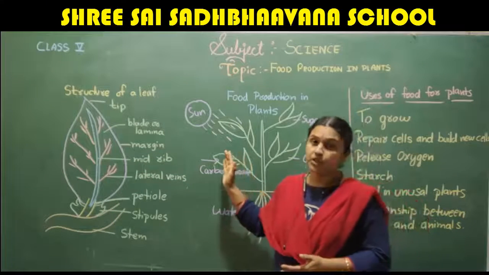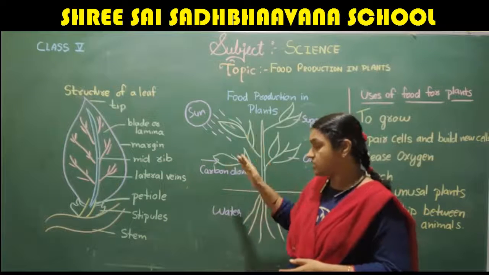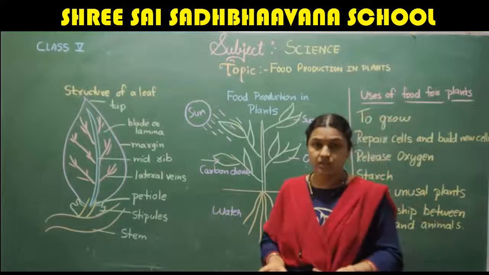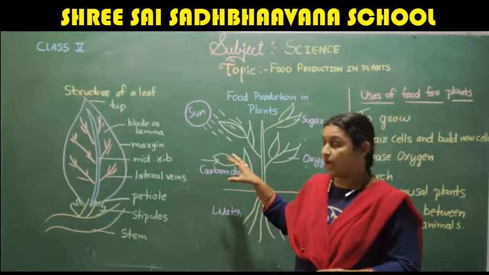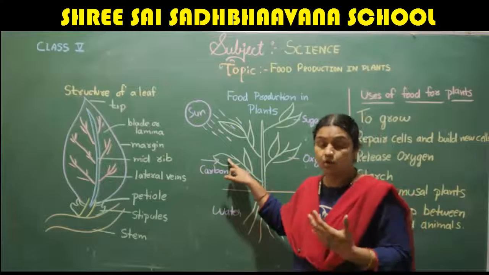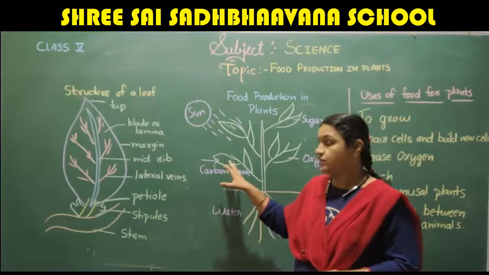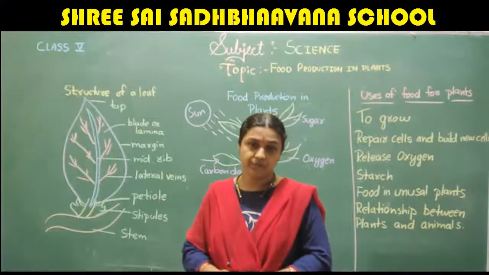For the food to be prepared in the plant, the sunlight, the carbon dioxide, the water, the minerals, these are very essential. With it, the chlorophyll and these stomata, these are also very important parts of the leaf that will help in the preparation of the food.